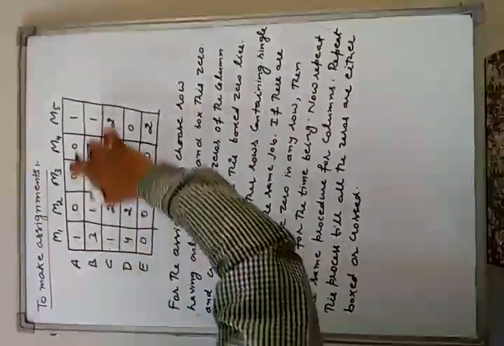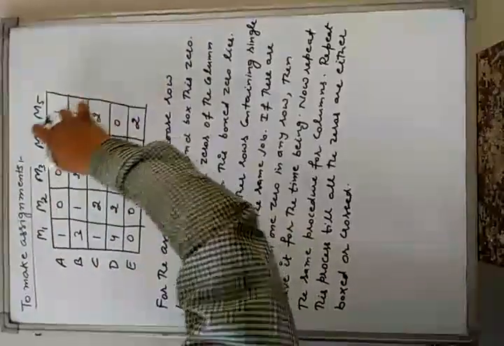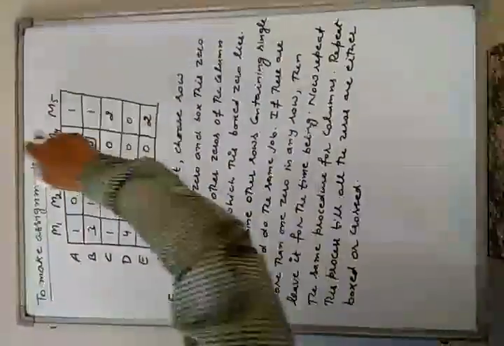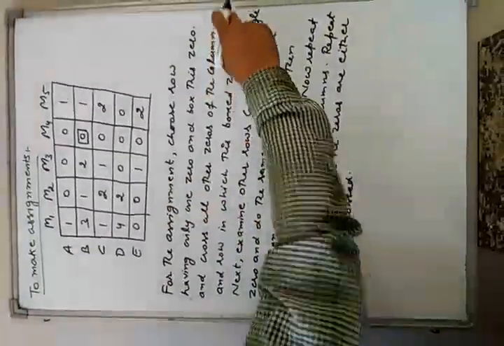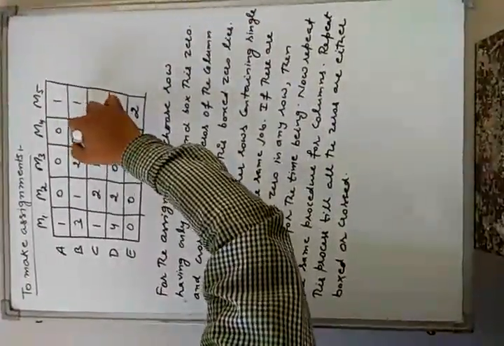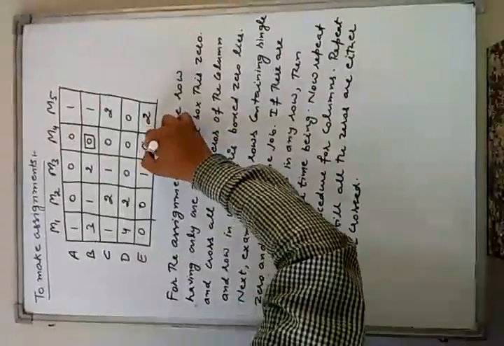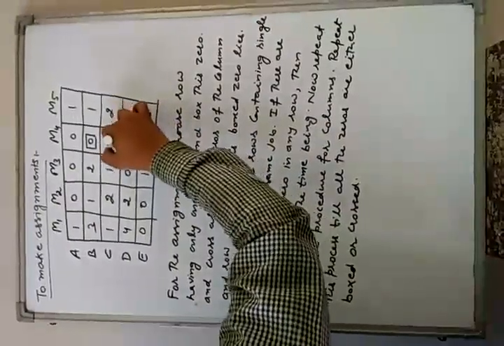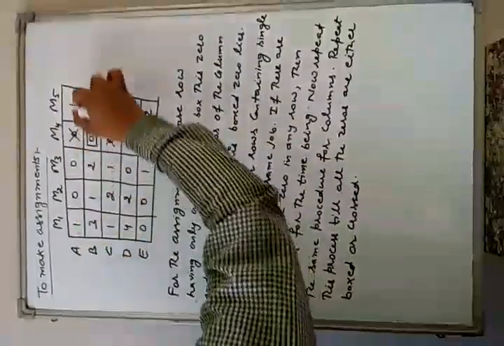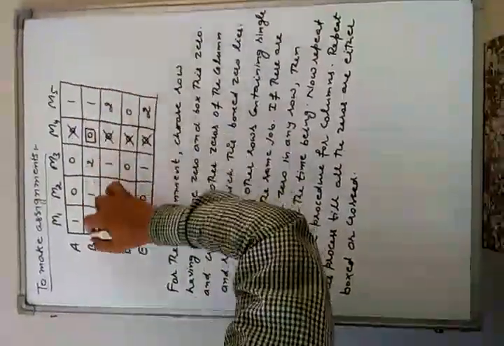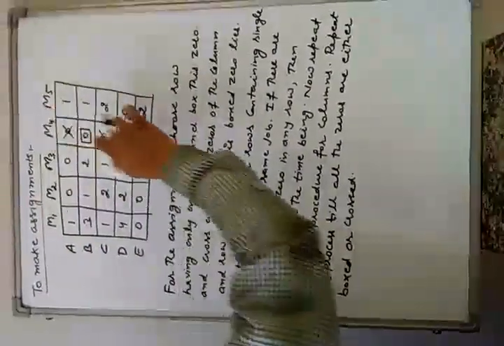After boxing this zero, you have to cross all other zeros in that row and column in which this boxed zero lies. Like this, this boxed zero lies in this column. Cross all other zeros in this column. And this boxed zero lies in this row, cross all zeros which lie in the same row. Here no zero, therefore this is done.